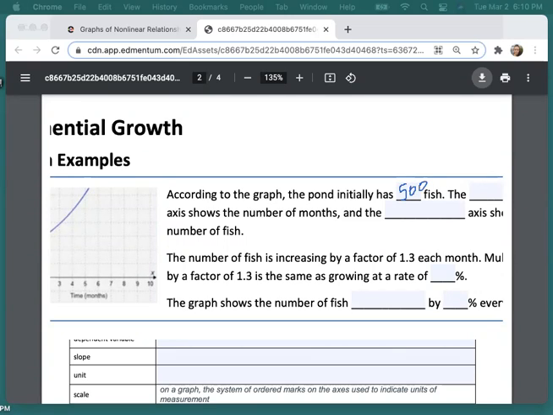The x-axis, that's the one across the bottom, shows the time in months, and the y-axis, that's the one that goes up and down, shows the number of fish.